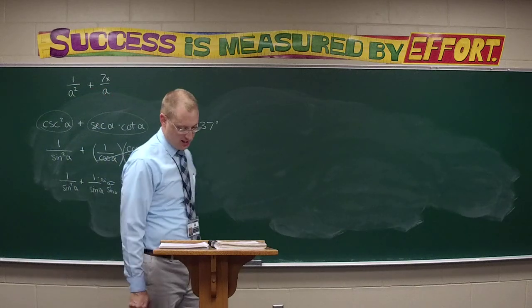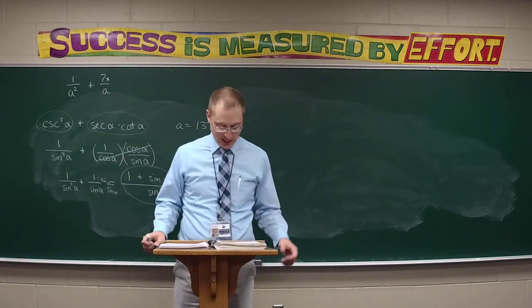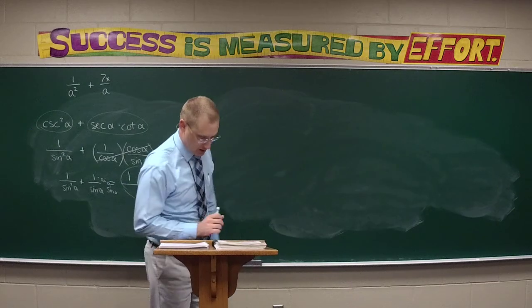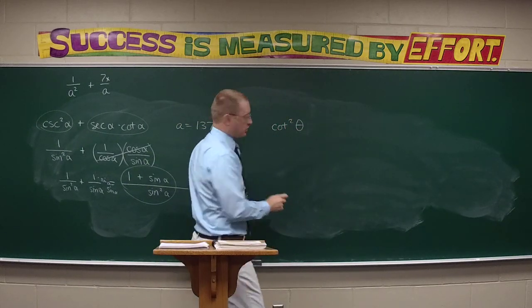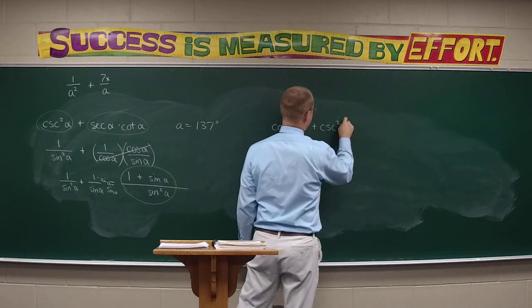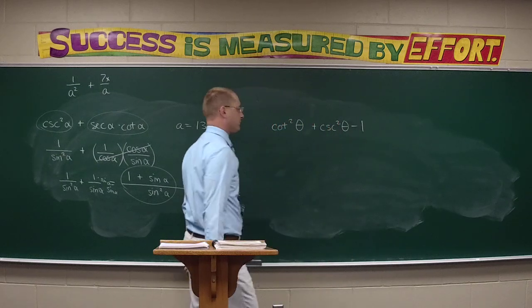Let's move on to number 17. That's kind of an unsatisfactory answer though, I'll be honest. I like easier than that. How about 17? Write this down. You've got cotangent squared theta plus cosecant squared theta minus 1.